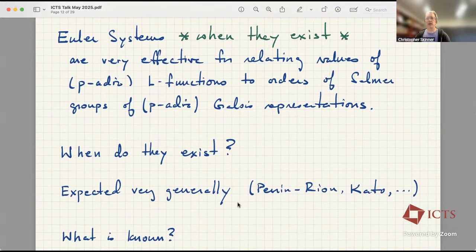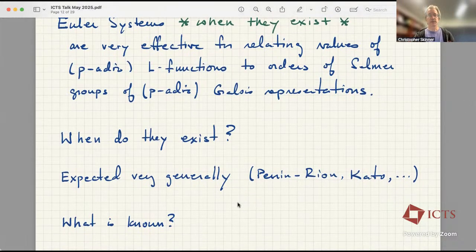Euler systems, when they exist, have been very effective for relating values of p-adic L functions to orders of Selmer groups of p-adic Galois representations. But when do they exist? It's expected that they should exist very generally. Going back to Perrin-Riou and Kato, and certainly as I said, considerably developed, is a general machine that would apply to a large class of Galois representations.